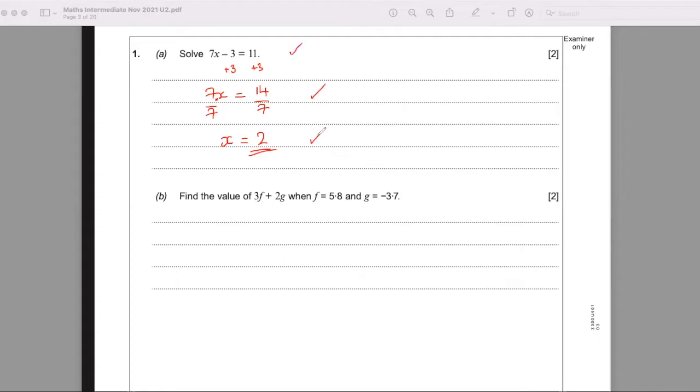B. Find the value of 3f plus 2g when f is equal to 5.8 and g is equal to minus 3.7. Okay, so this is another standard substitution question. So 3f means 3 times f. You turn your letters into your numbers. Whatever the number is, 5.8 here, you just substitute it back into f. So 3 times 5.8.